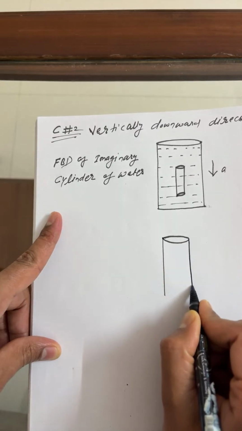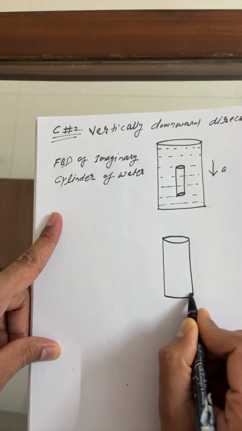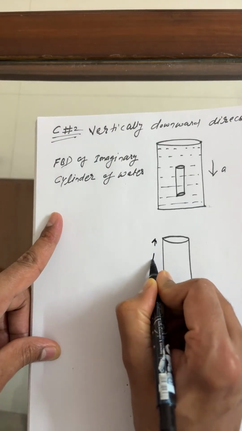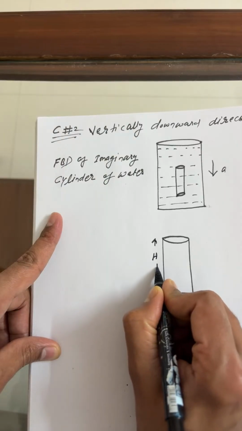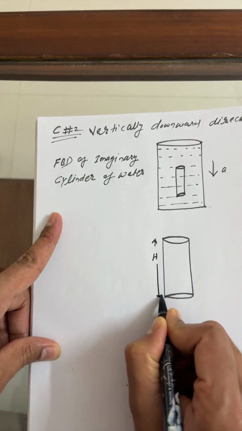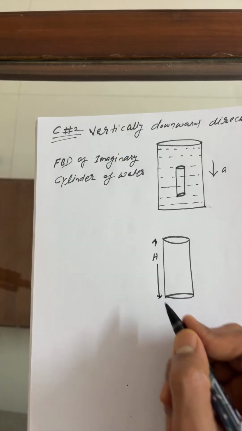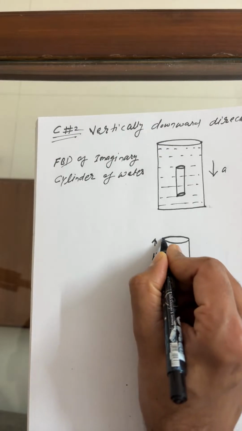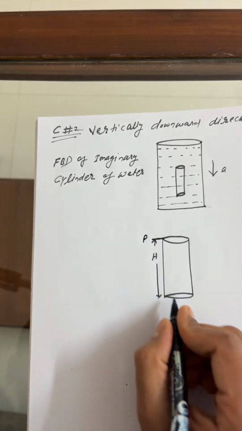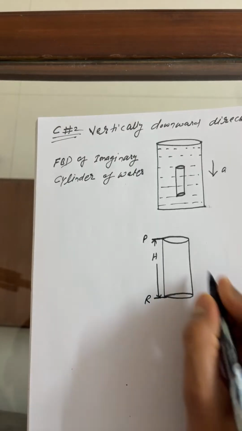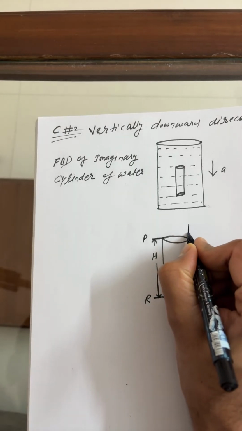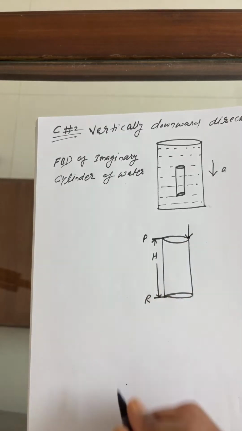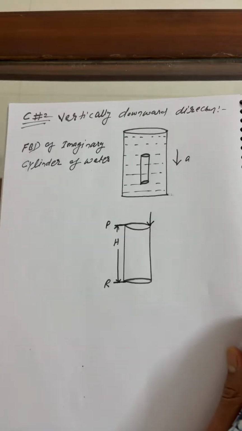Students, any queries you can write in the chat box. Again I'm considering this is h, the length of the cylinder. This is point P, this is point R. Here we want to write the expression of forces so that I can equate F net is equal to ma.